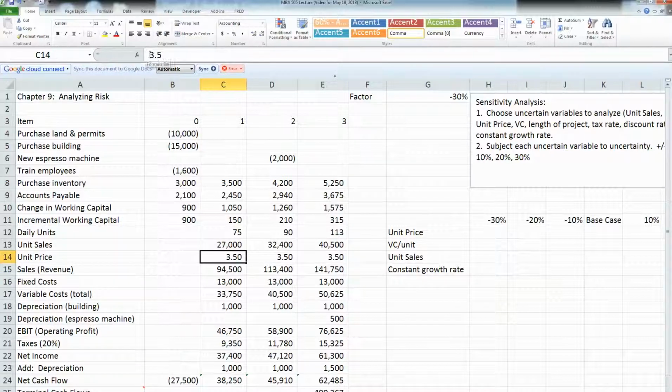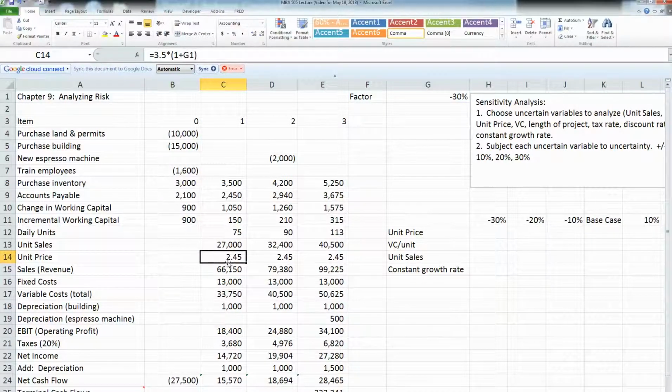So now what I'm going to do is, in year 1 for the unit price, put an equation and multiply it by 1 plus this factor. Since my factor says minus 30%, 1 plus minus 30% is 70%. So it's basically taking the $3.50 and multiplying by 70%, essentially saying if the price is 30% lower than your original $3.50, that gives me $2.45.